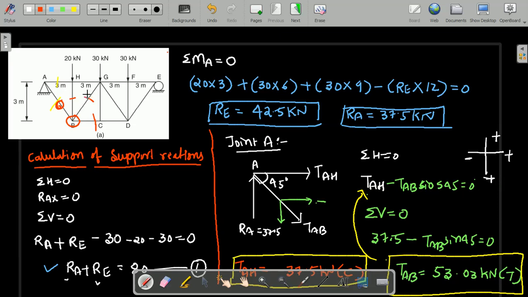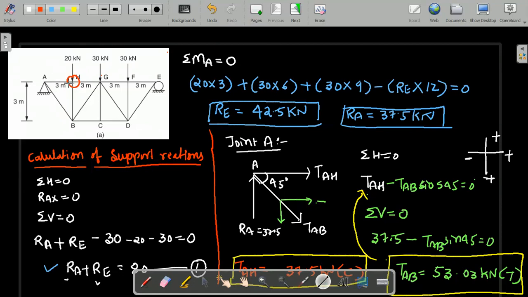So next I am going to consider joint H. Why? We have already calculated the member force AH, this is known. The only unknowns are HG as well as HB. Two unknowns are there. So the next joint after A, I am going to consider joint H, and I am going to write the free body diagram.